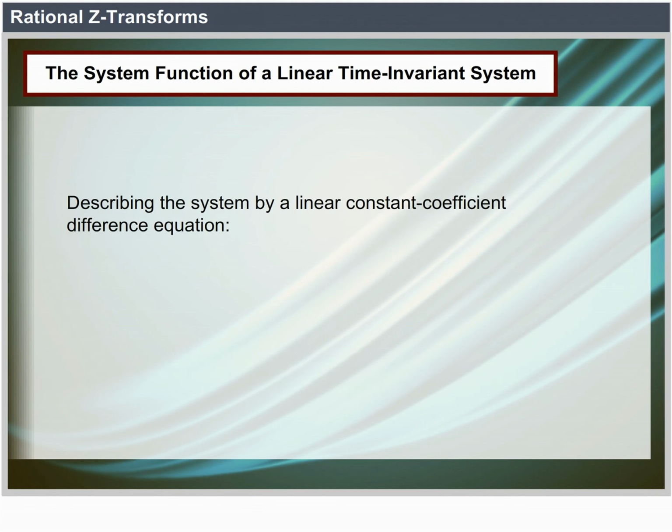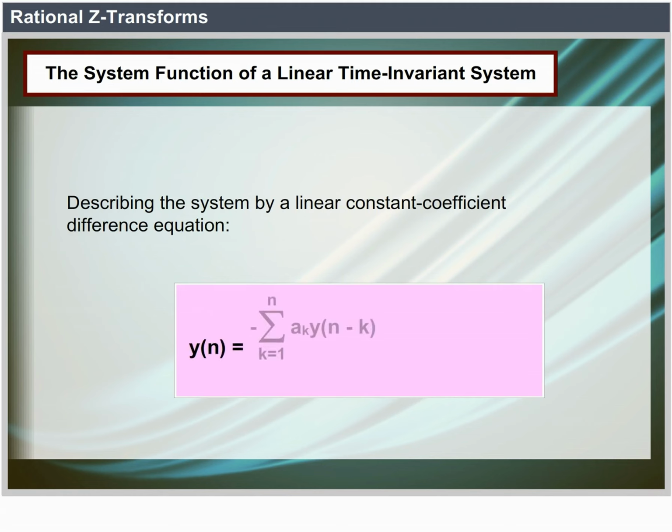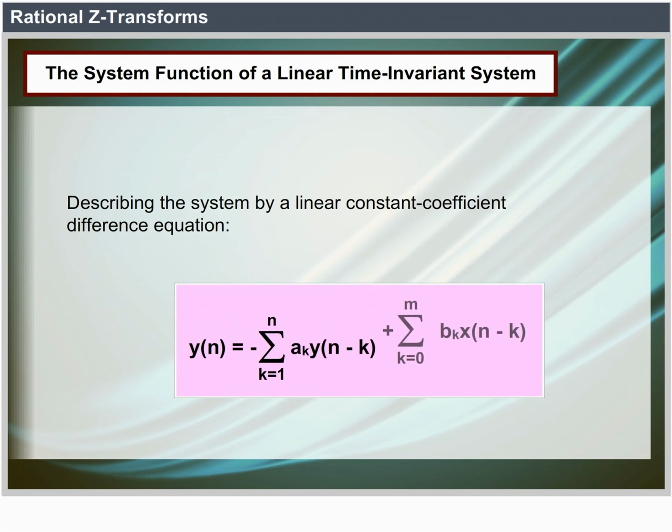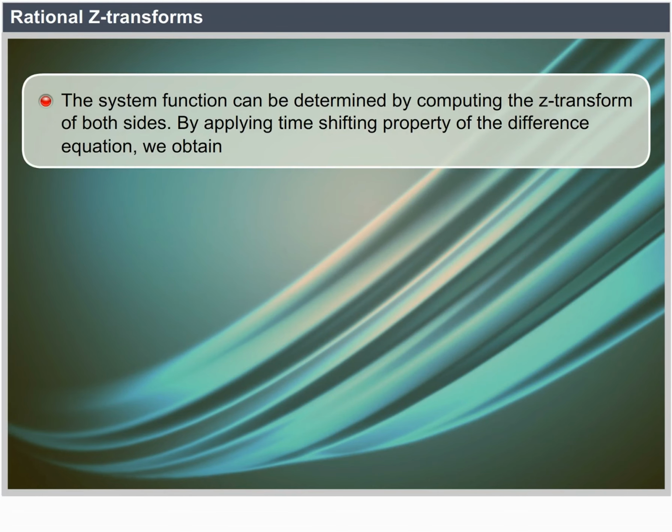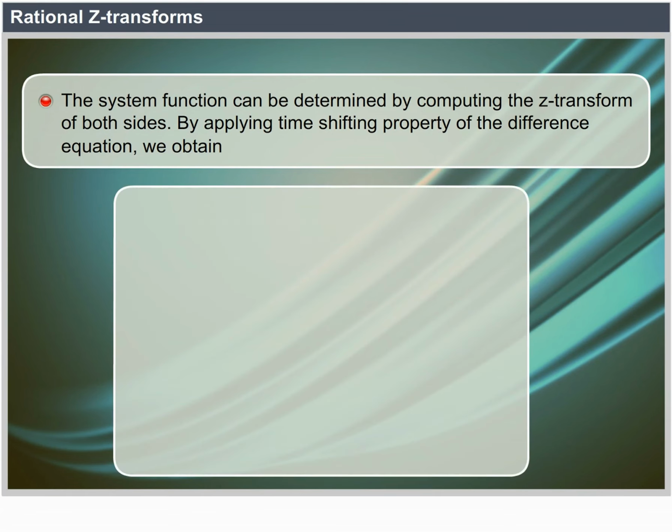y of n equal to minus summation k equal to 1 to N a k into y of n minus k plus summation k equal to 0 to M b k into x of n minus k. The system function can be determined by computing the z transform of both sides, applying the time shifting property to the difference equation. We obtain Y of z equal to minus summation k equal to 1 to N a k into Y of z into z power minus k plus summation k equal to 0 to M b k into X of z into z power minus k.